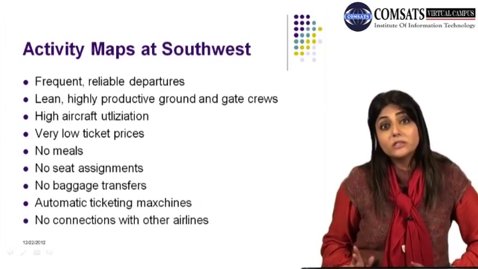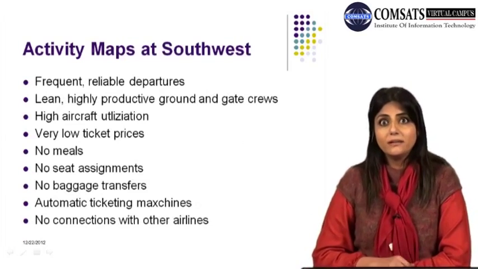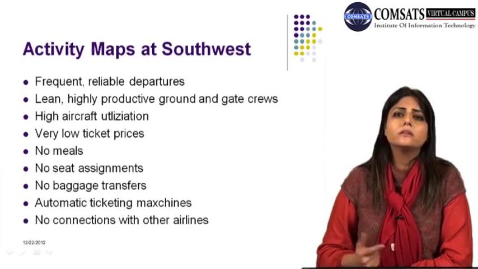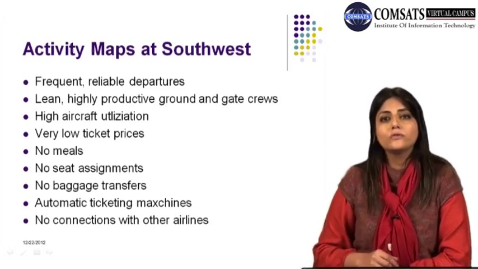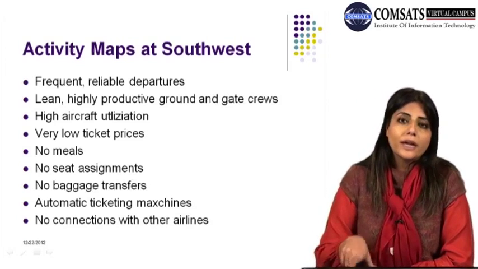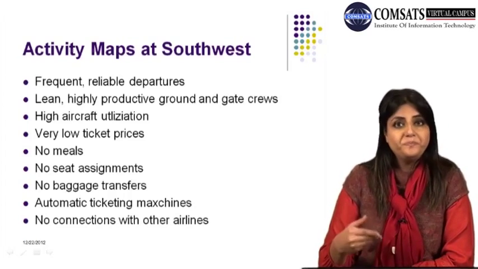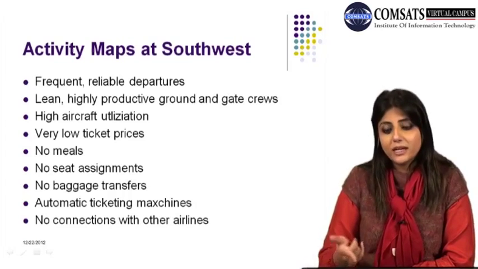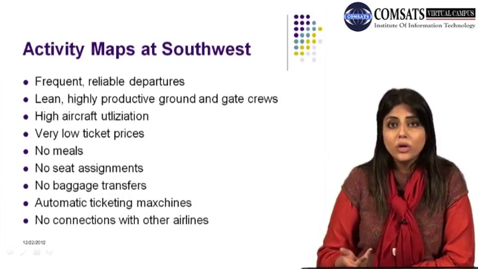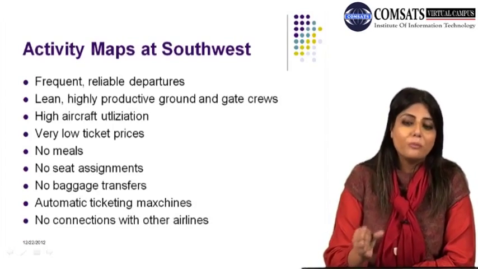So take the activity map at Southwest Airlines. It's a low-cost airline, and it's one of the leading and most profitable airlines in the US, and many other airlines tried to follow the model of Southwest Airlines, but they could not succeed. That was because of the activities and processes that Southwest was using. They were so much embedded in the culture of that airline that even the firm itself did not know what the sources of its competitive advantage or its core competencies were.